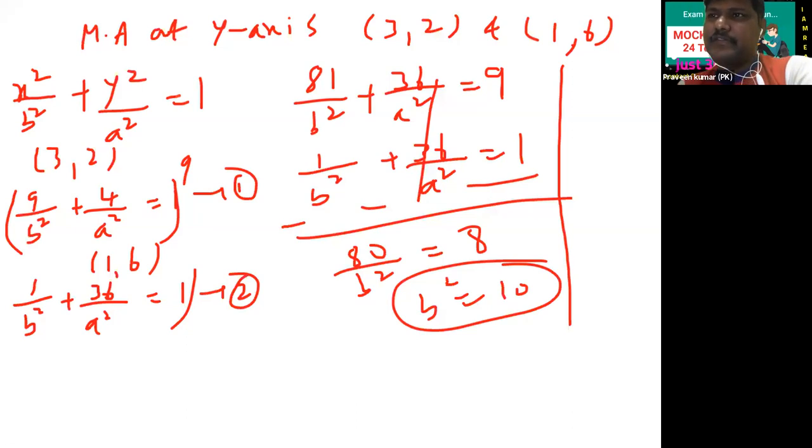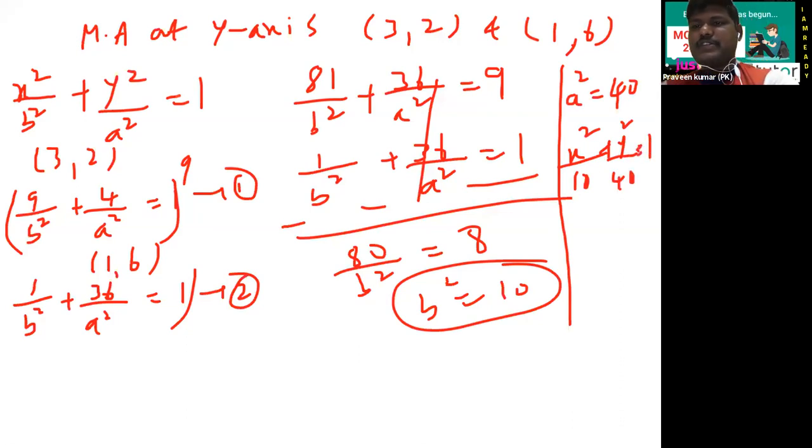What is the a square value? B square is 10, so 1 by 10 minus 1, 9 by 10. How did you get 40 for b square? Check it once, everyone. B square everyone got 10. Okay. A square is 40. Then the answer is x square by 10 plus y square by 40 is equal to 1. Correct now, my dear students? Good.